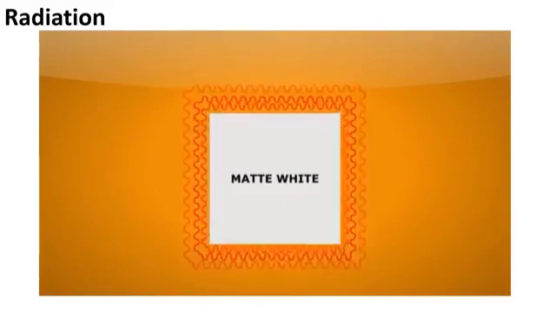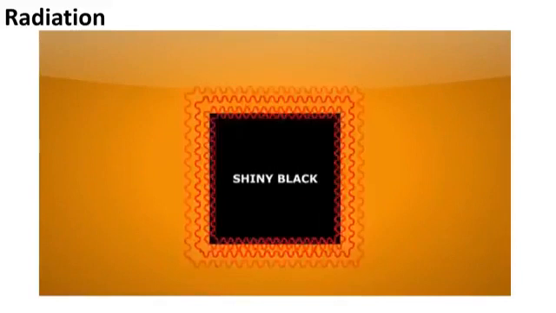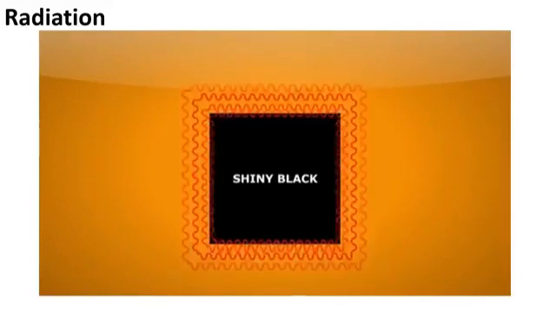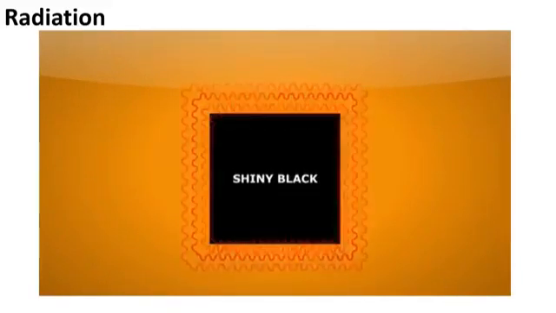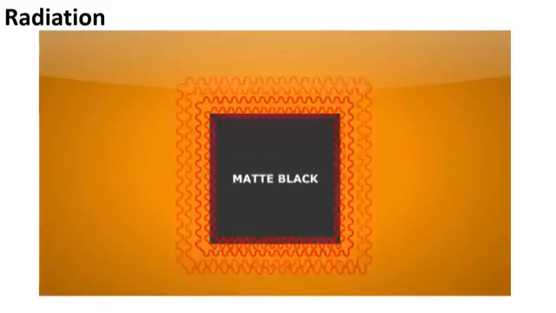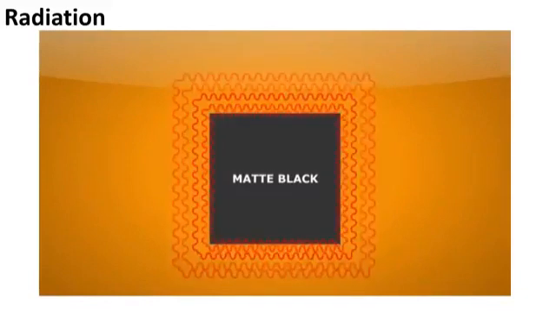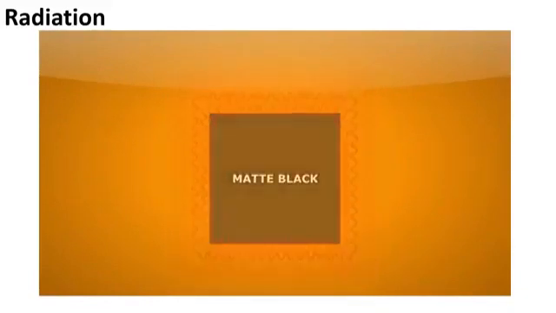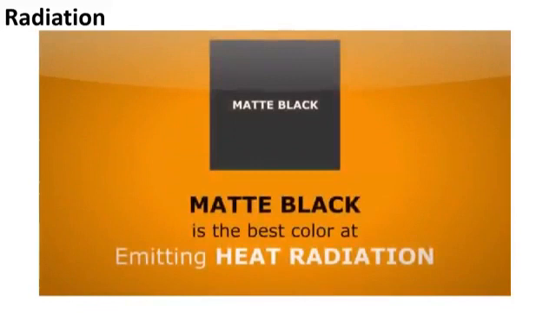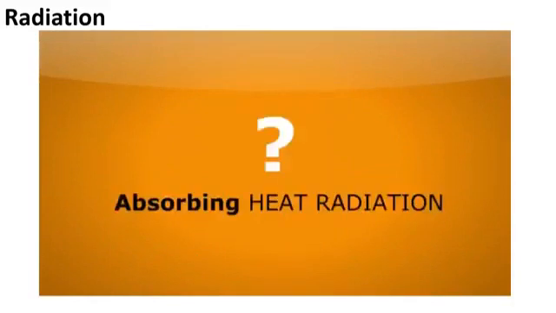Let's go round to the shiny black side, and we see all of a sudden that is emitting a fair bit of heat now. But now if we turn around again and we see the matte black side, we can see that is going like crazy. That is emitting loads of heat radiation. You can see from this that matte black is the best colour at emitting heat radiation. So, what colour is going to be best at absorbing heat radiation? We've seen that matte black is definitely the best emitter, but what colour is going to be the best absorber?